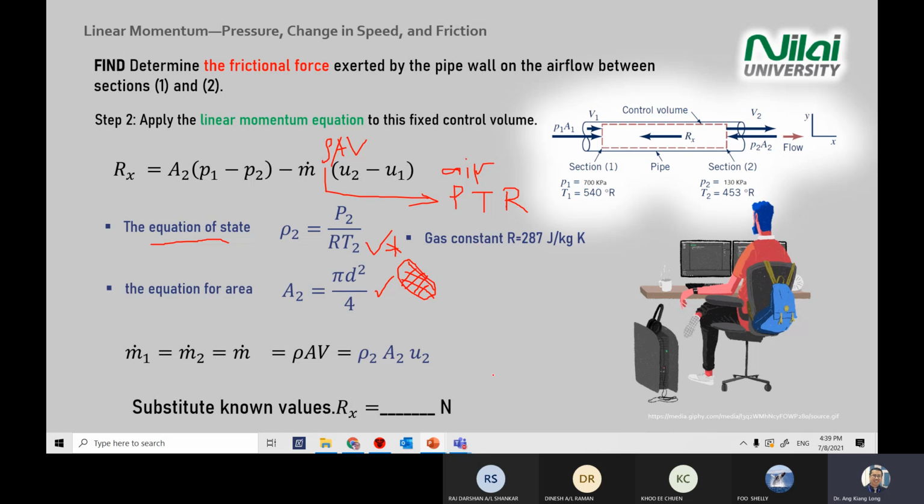I'm not giving you the answer of the Rx, but I'm showing you the steps of how you solve for Rx. Ask me questions if you're not able to follow or not able to understand what is happening.